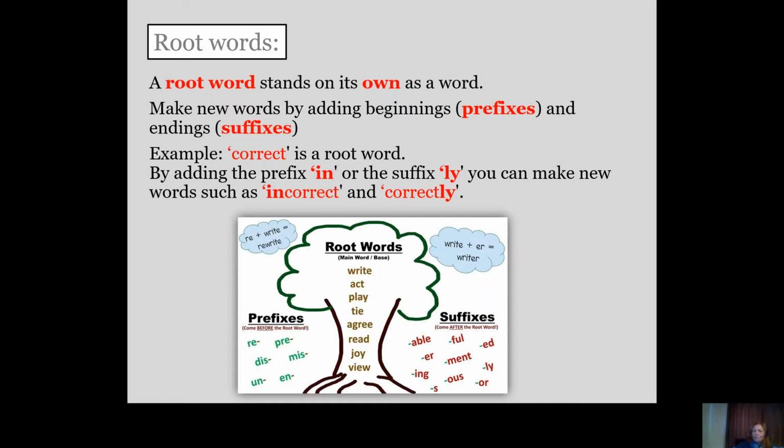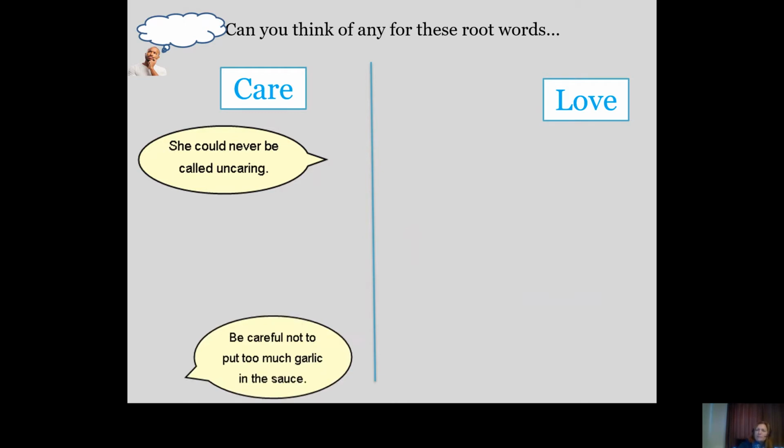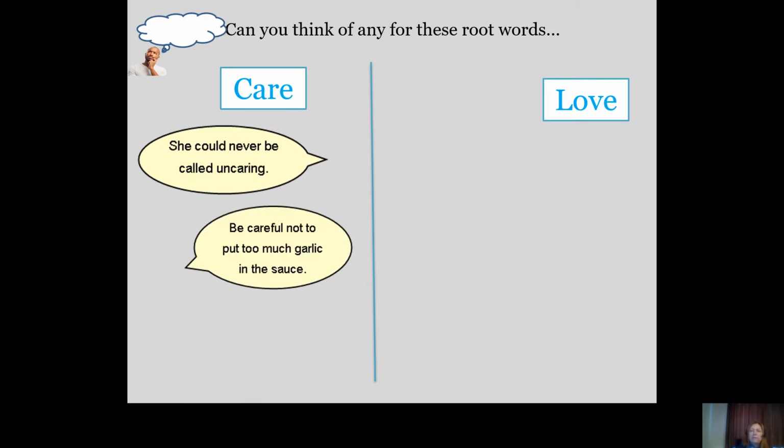What else do these prefixes and suffixes do? Why do we use them? Let's have a look at some more words. We're going to look at the word care. Can you think of any prefixes and suffixes, parts of words that go on the beginning and end, for care? Let's have a look. She could never be called uncaring. Un is a prefix, uncaring. Now, if we put un on the beginning, what does it do to the word? Bear that in mind. We'll get there in a minute.